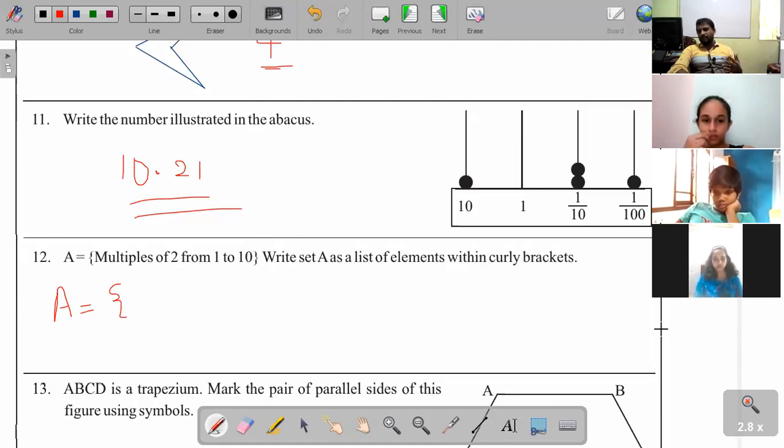Multiples of 2 means what? Right? What are the values? 2, 4, 6, 8, 10. 10 does not belong, no? Why? From 1 to 10, 10 also belongs, no? From 1 to 10, 1 and 10 also you can write.